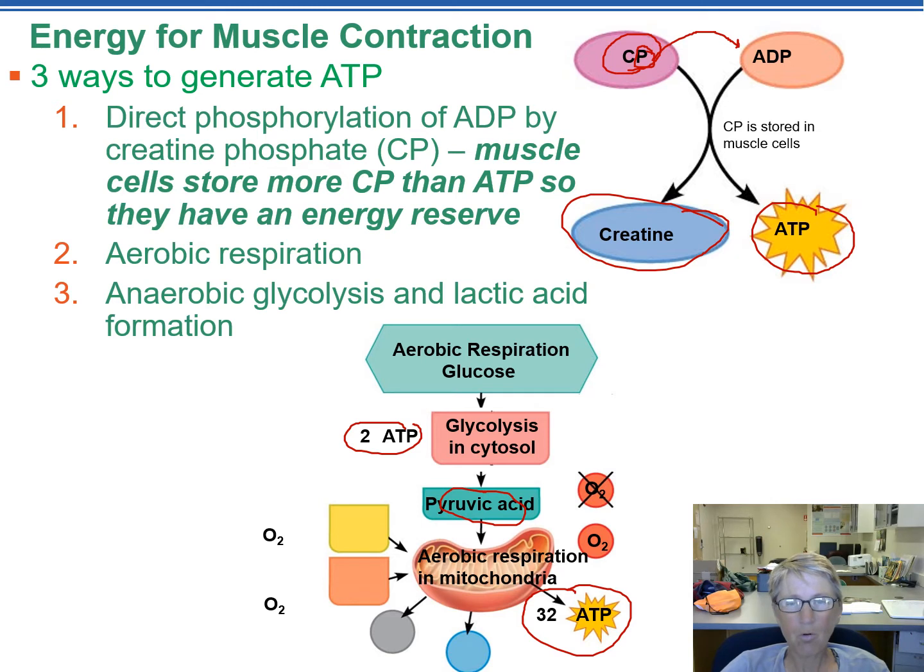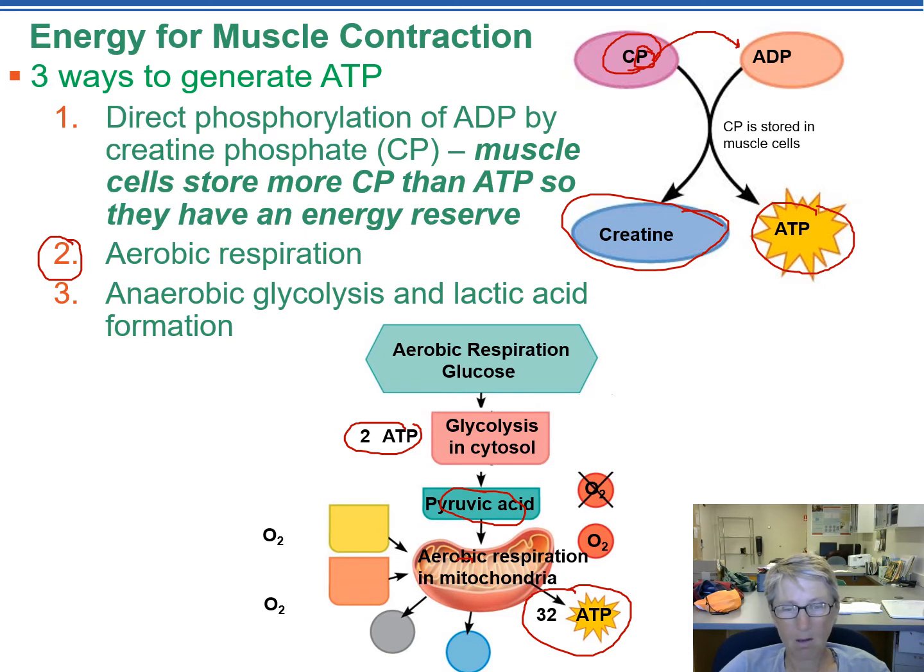So direct phosphorylation of ADP by creatine phosphate, which is this cartoon, is how muscle cells store energy, so in the form of creatine phosphate. So that's one way to generate ATP. The second way to generate ATP is aerobic respiration. So aerobic respiration is when oxygen is present and you can take a glucose molecule and tear it down in glycolysis, the Krebs cycle inside the mitochondria, and the electron transport chain, and then you make a whole lot of ATP.